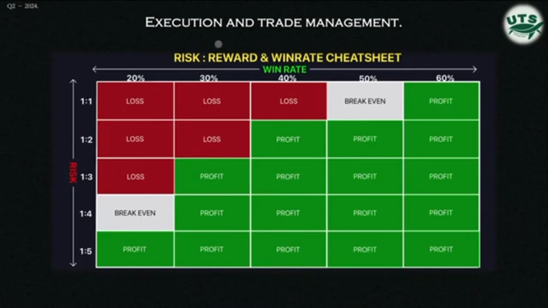So trade number 1, win. Trade number 2, win. Trade number 3, win. And then 7 trades all losing, you still make money. If you have a fixed 1-to-3, right? And trade 1-to-4, obviously, 30%, 1-to-5, 20%.